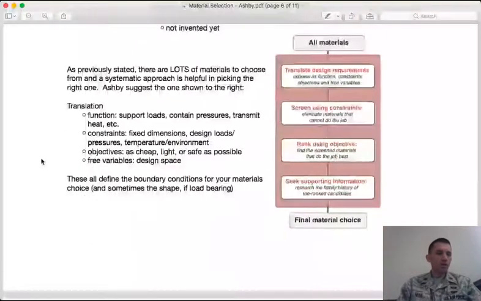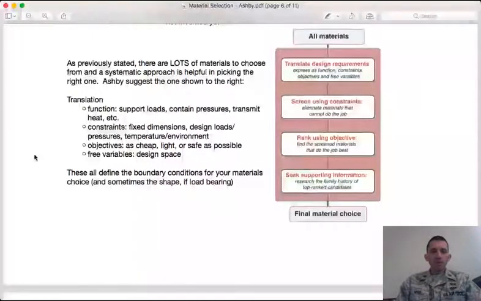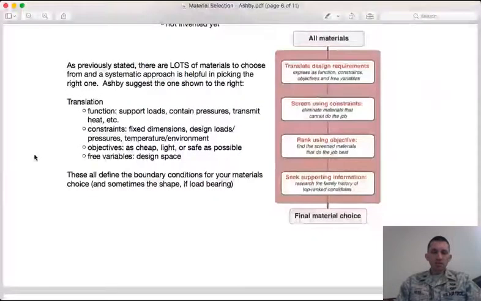Okay, so I've talked a lot about the different classes of materials. So what is the process for choosing amongst all of the different materials when you have kind of an open design problem? And Ashby kind of breaks it down into 4 steps, right? You have translate, screen, rank, and then seek supporting information.